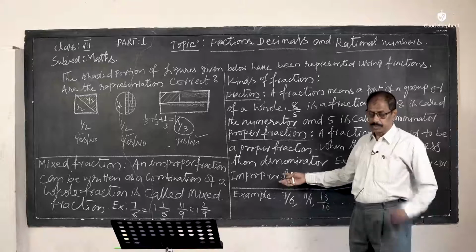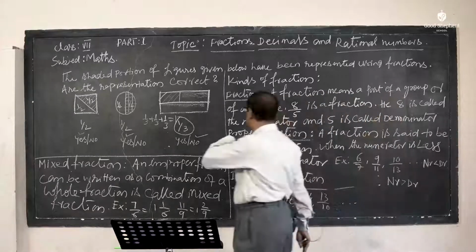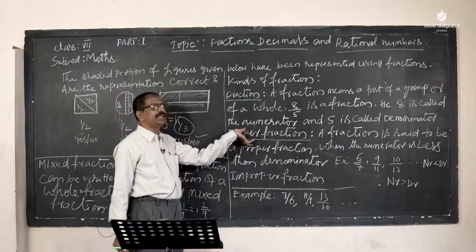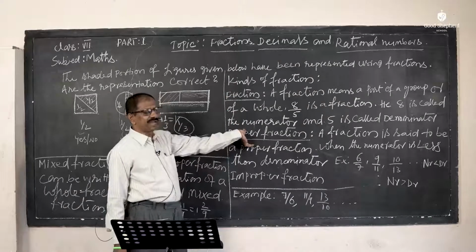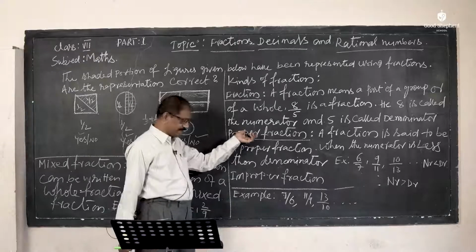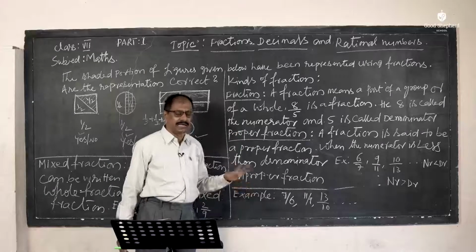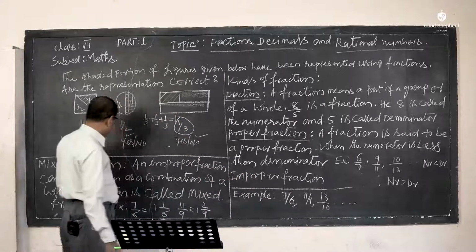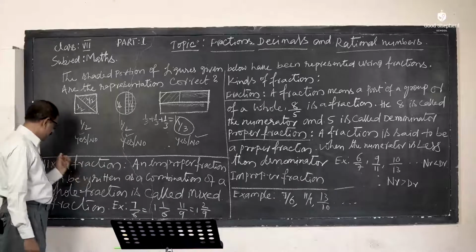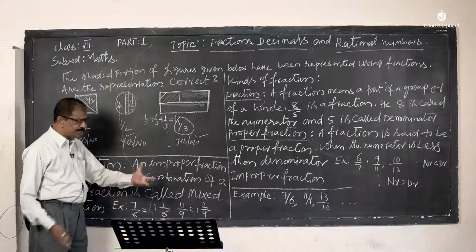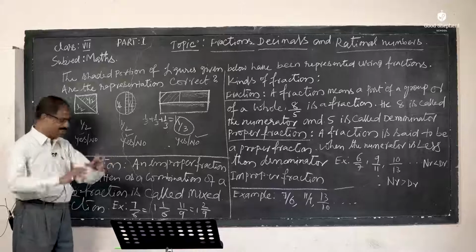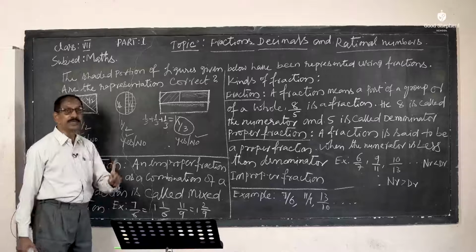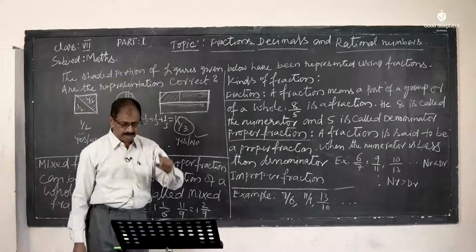So once again, be very careful with all these definitions. What is a fraction? A proper fraction is nothing but one where the numerator is less than the denominator. If the numerator is greater than the denominator, such fractions are called improper fractions. An improper fraction can be written as a combination of a whole and a fraction, which is known as a mixed fraction. There, the numerator is always greater than the denominator.